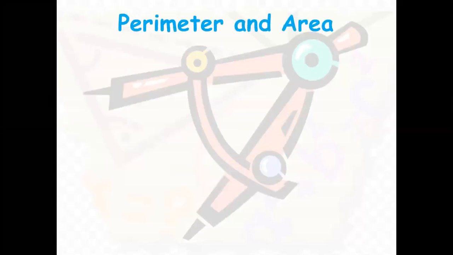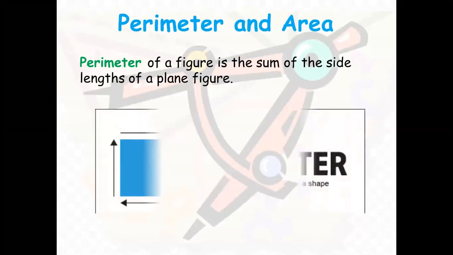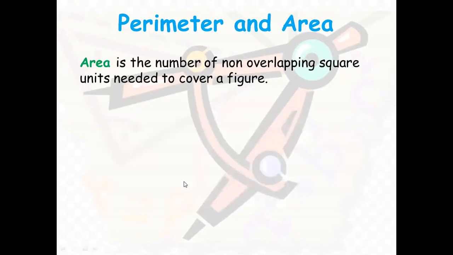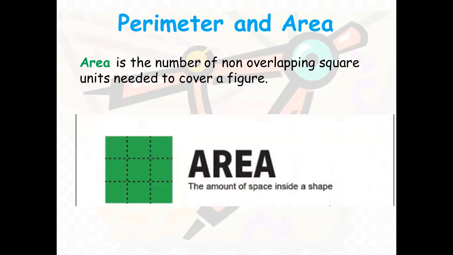Now, just for a quick review, perimeter is the distance around a figure. So you need to add up all the measurements which are around the figure to find out the perimeter, whereas area is the number of non-overlapping squares needed to cover a figure. So area is related to the inside part of a figure, and the perimeter is related to the outer distance, this distance around.